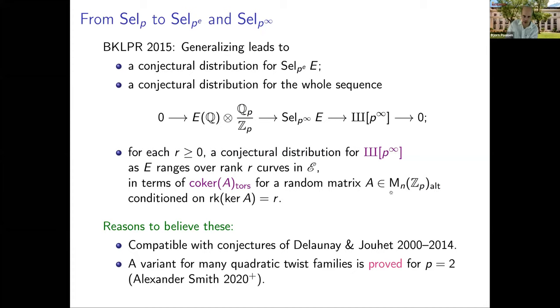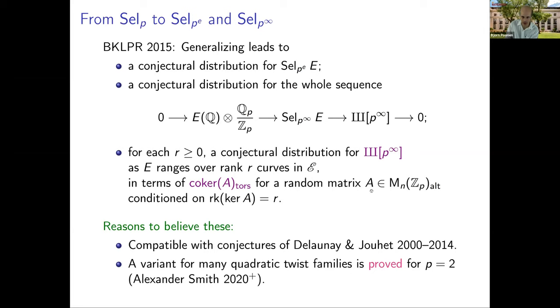So you can choose a matrix in there at random, and then you can look at its cokernel, viewed as a map from Z_p^n to Z_p^n, just as a linear transformation of Z_p modules. Z_p is not a field, so the cokernel is a Z_p module, but it could have a torsion subgroup. You take the torsion subgroup of that, and that gives you some finite abelian p-group, and we conjecture that the distribution of that is the distribution of this p-infinity torsion here.